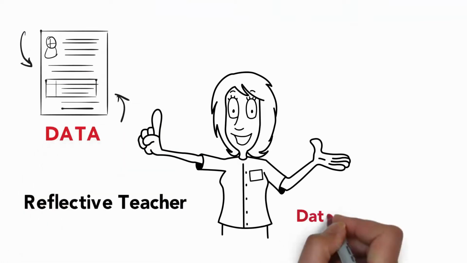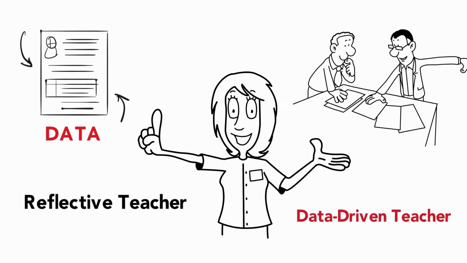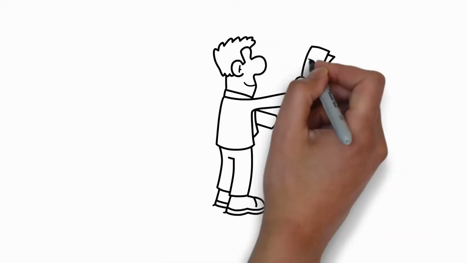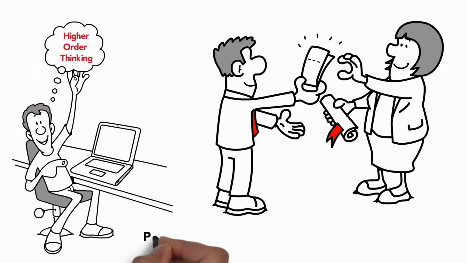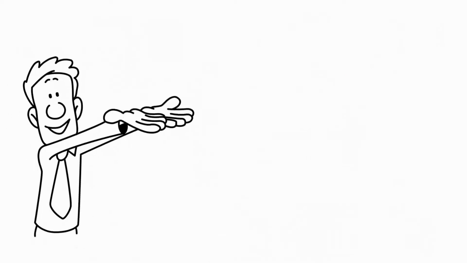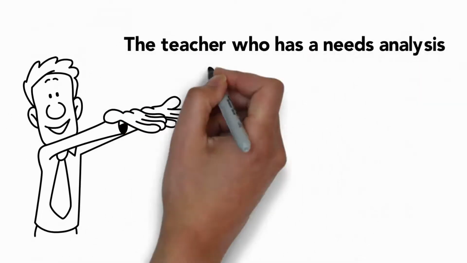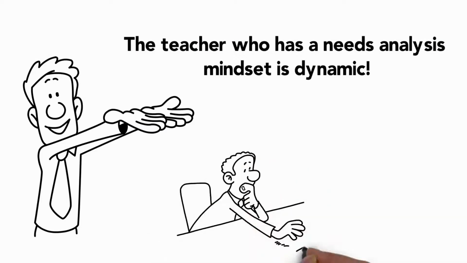The data-driven teacher is a teacher who can effectively differentiate instruction. The teacher who can differentiate instruction is a teacher who can promote higher order thinking through problem-based learning and collaborative approaches. The teacher who has a needs analysis mindset is dynamic. So how do teachers get a needs analysis mindset?